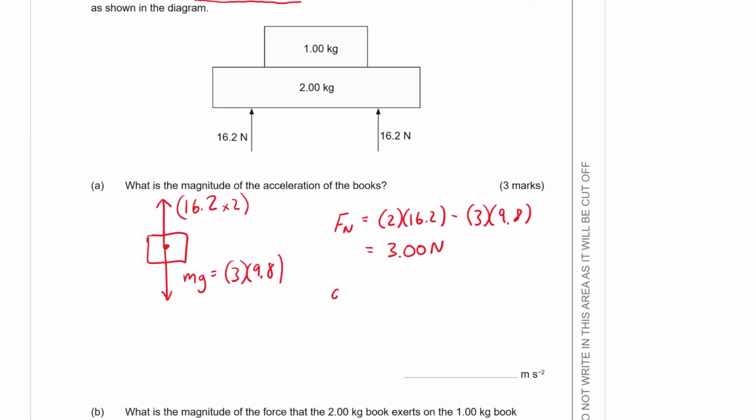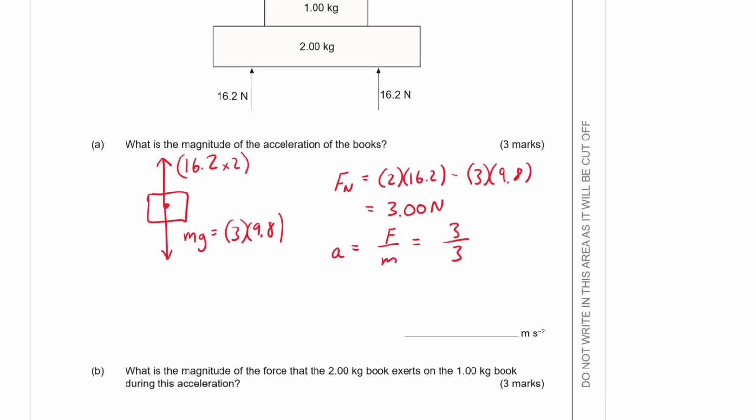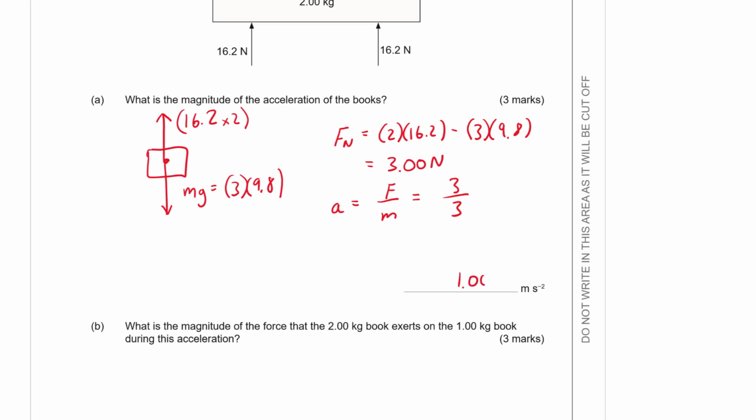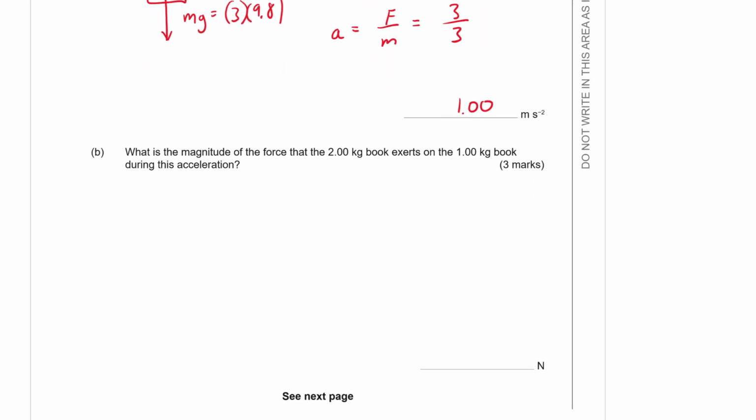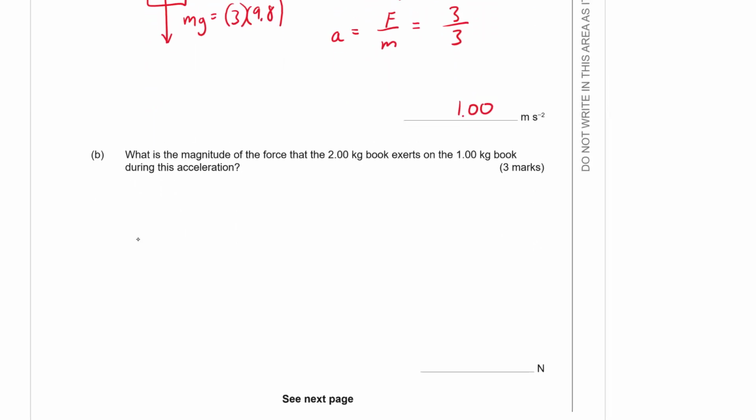So if that's the net force, you find the acceleration by dividing it by the mass of what's accelerating. And it's asking you for the acceleration of both of the books, so it's going to be 3 divided by 3. And what you'll end up with is 1.00 meters per second squared. And now we're looking at something a little bit different. What is the magnitude of the force that the 2 kilogram book exerts on the 1 kilogram book during this acceleration? So now let's look at the forces acting only on that 1 kilogram book, which is the one on the top. So we have gravity still acting on it, except in this case it's going to be 1 times 9.8.